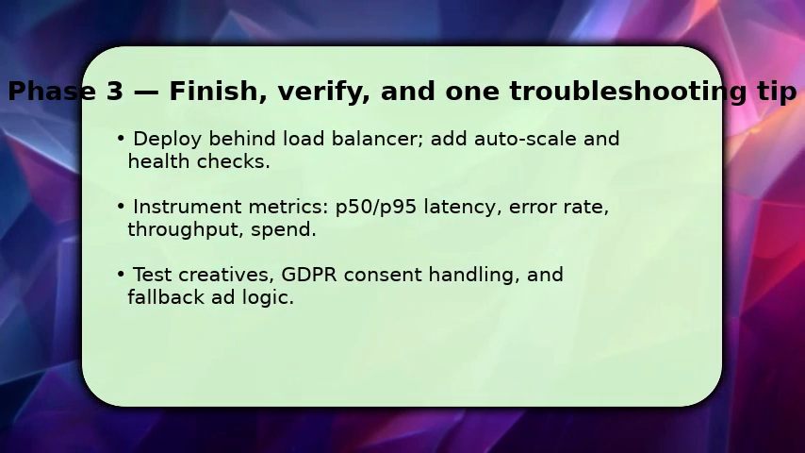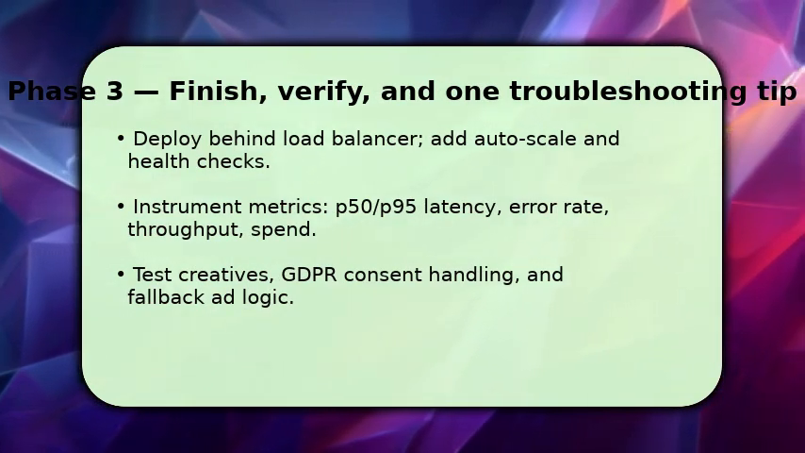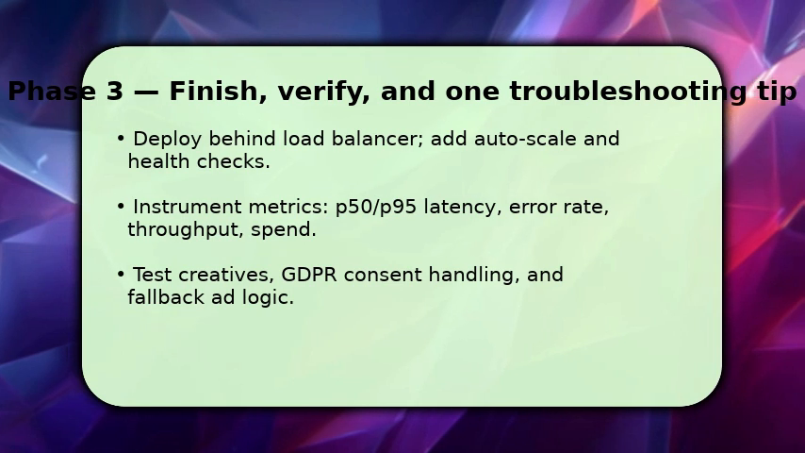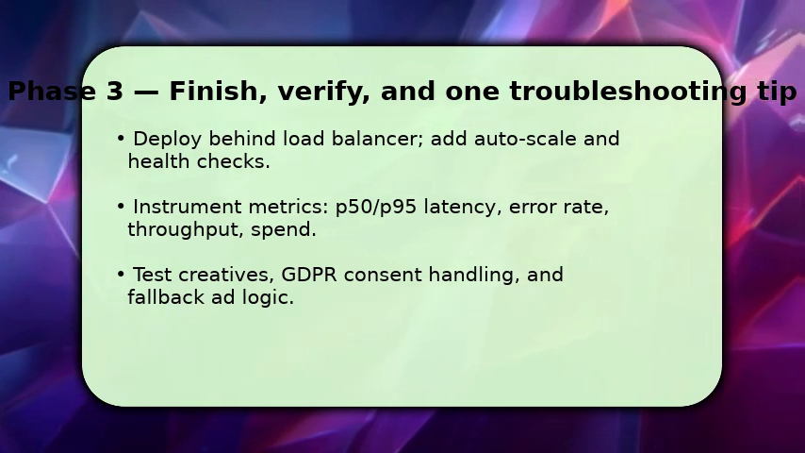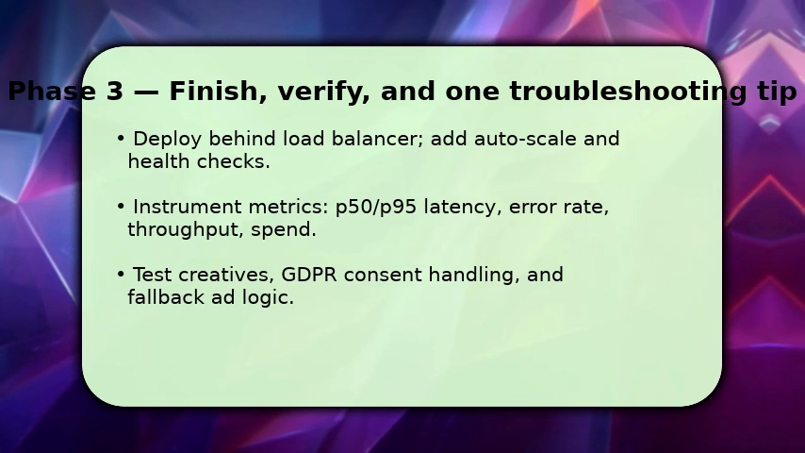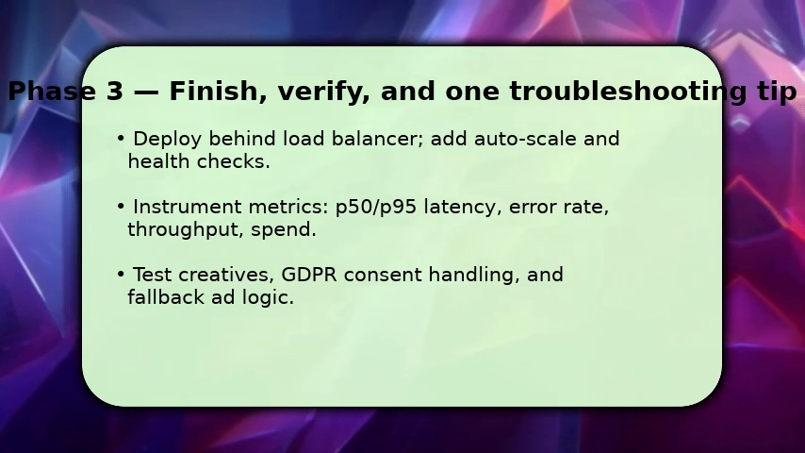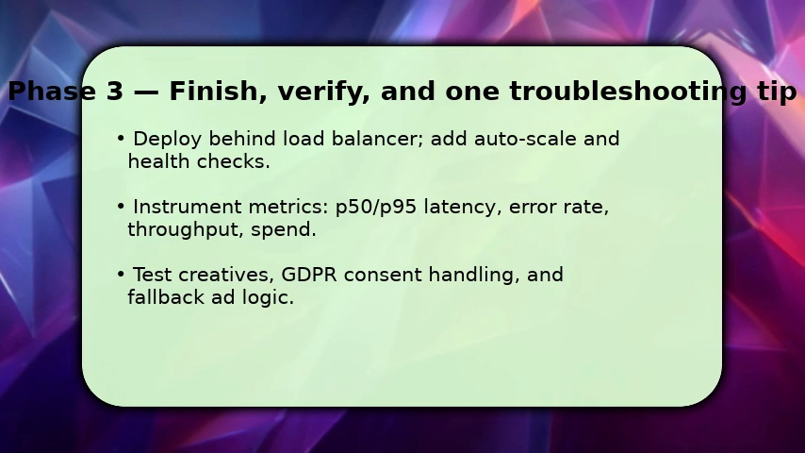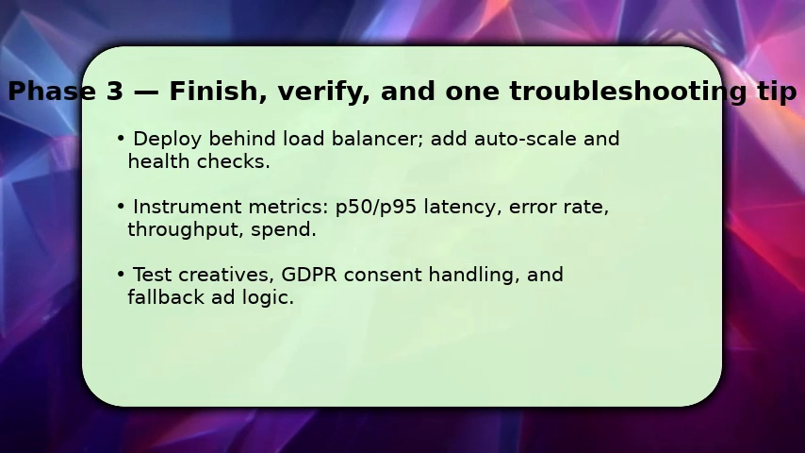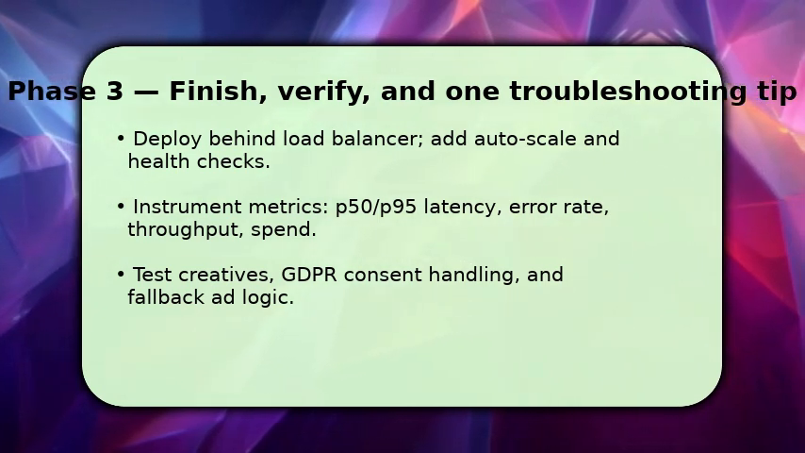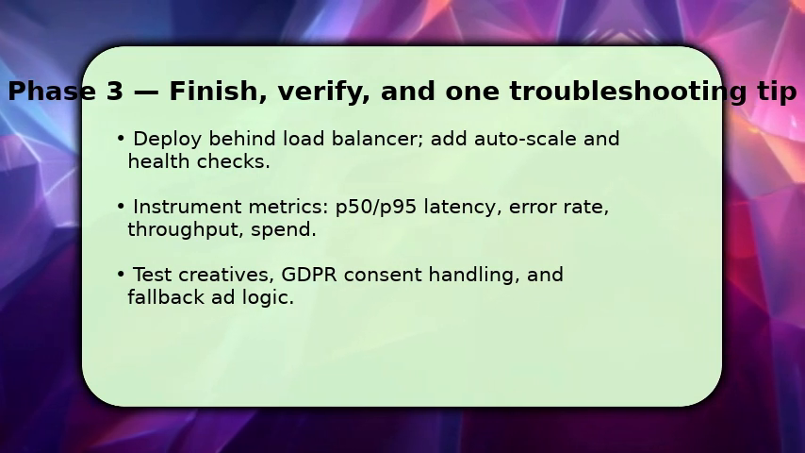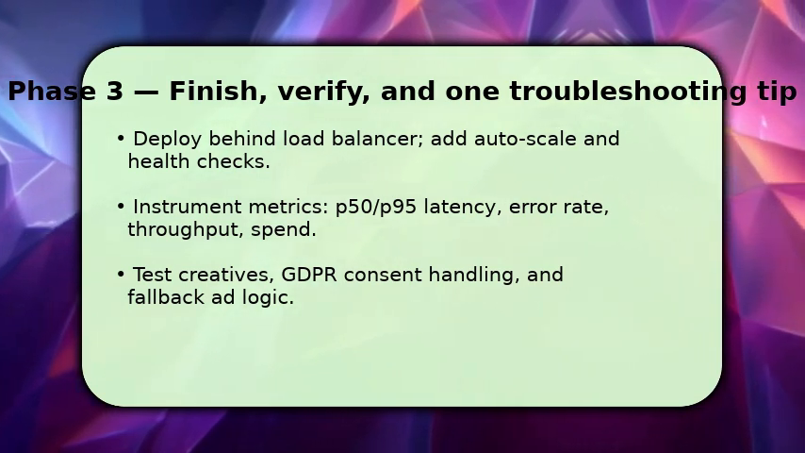You finalize by deploying to production with blue-green or canary rollout and a load balancer. Configure auto-scale rules, health checks, and circuit breakers. Add observability, metrics for P50/P95 latency, error rate, throughput, and revenue. Validate creatives, VAST/VPAID, consent flows, and fallback ads so no blank impressions occur.